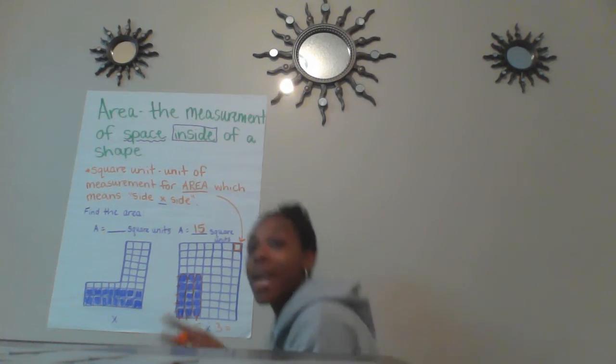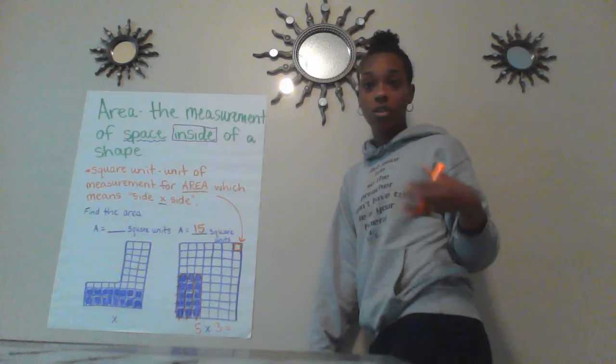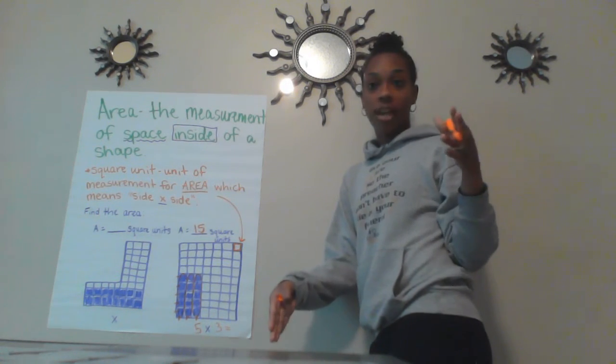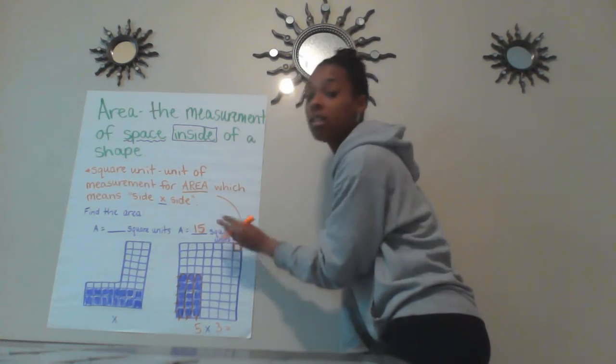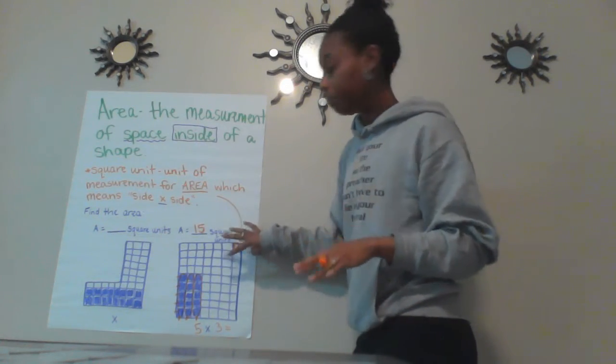Now, square units does not have an abbreviation, just like centimeters and inches, feet, yards, like what we talked about last week. They don't have an abbreviation. So you're going to have to write out square units if it's not given. Or, again, it's incomplete.